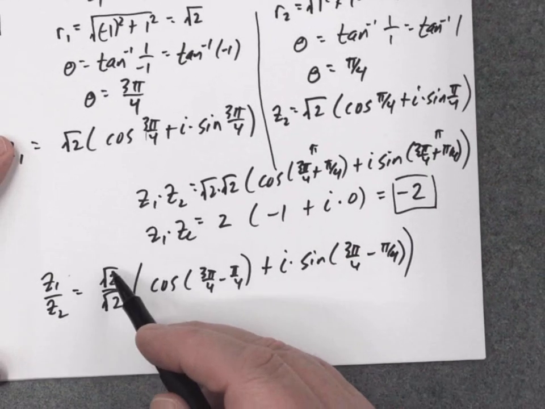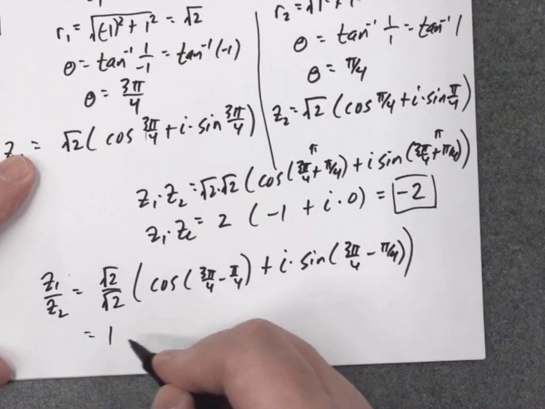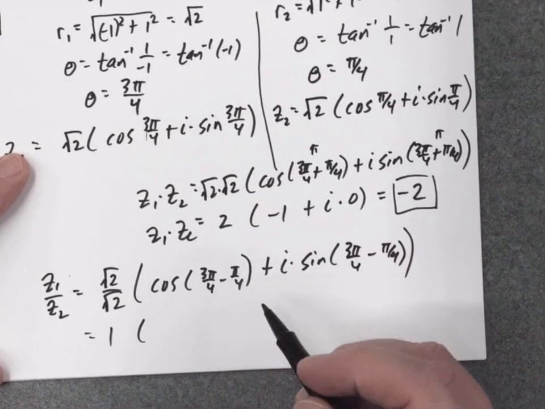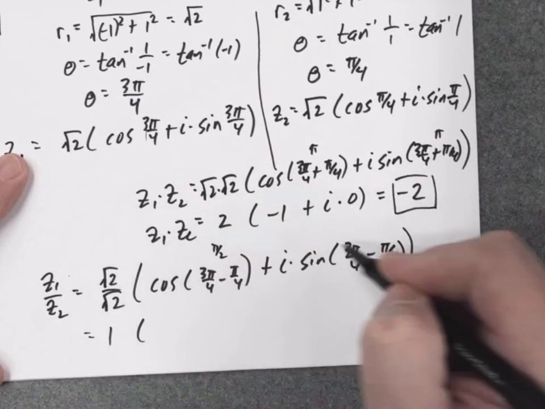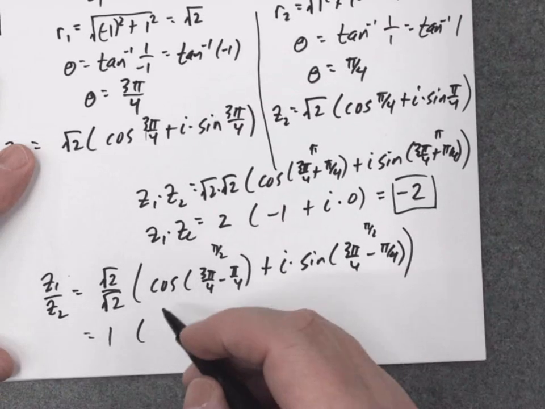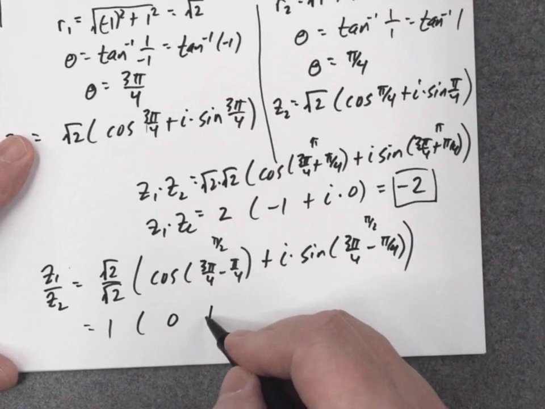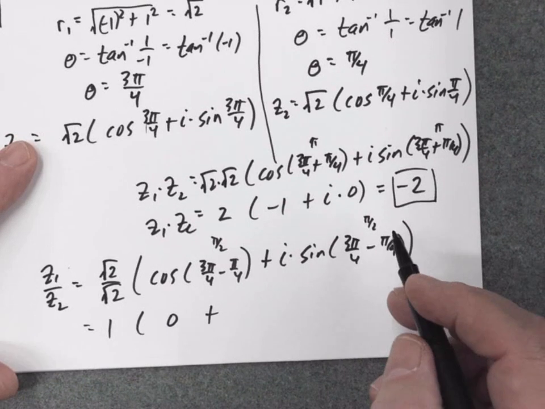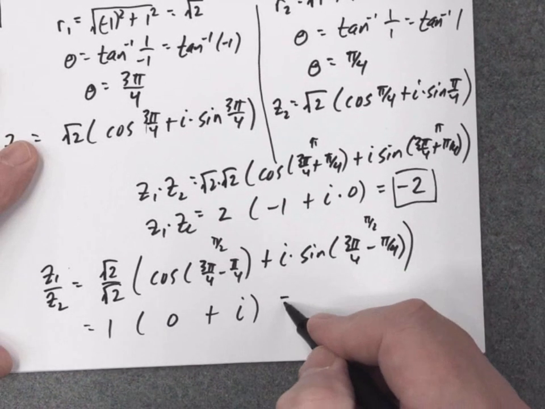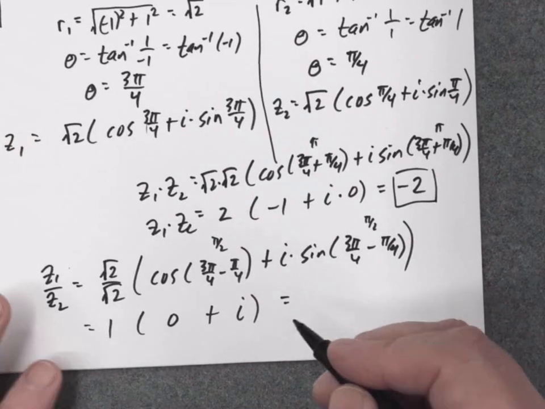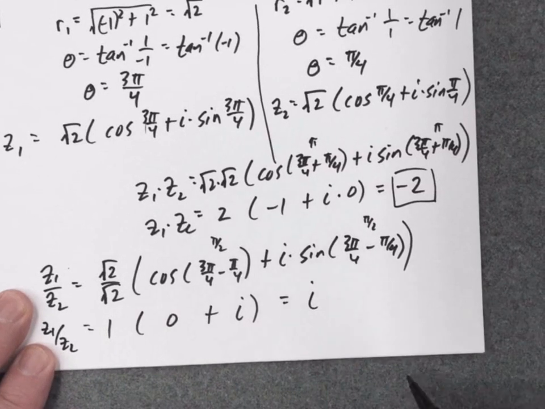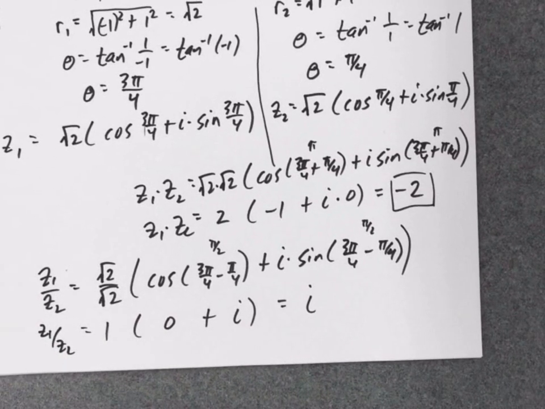So now if I simplify this, well, this is just 1. So 3 pi over 4 minus pi over 4 is 2 pi over 4, which is really pi over 2. So these are both pi over 2. So the cosine of pi over 2 is 0. And the sine of pi over 2 is 1. So as it turns out, when you divide these two complex numbers, it ends up just being i.